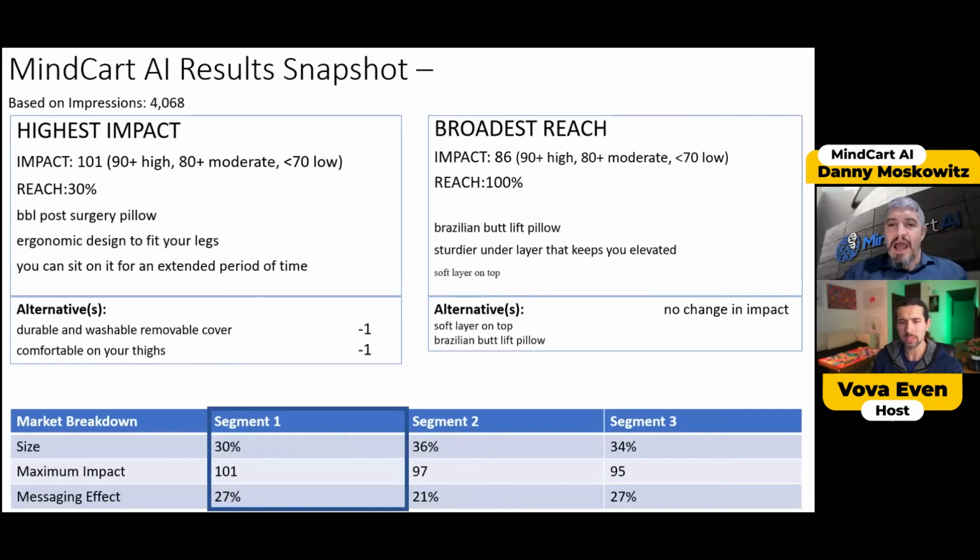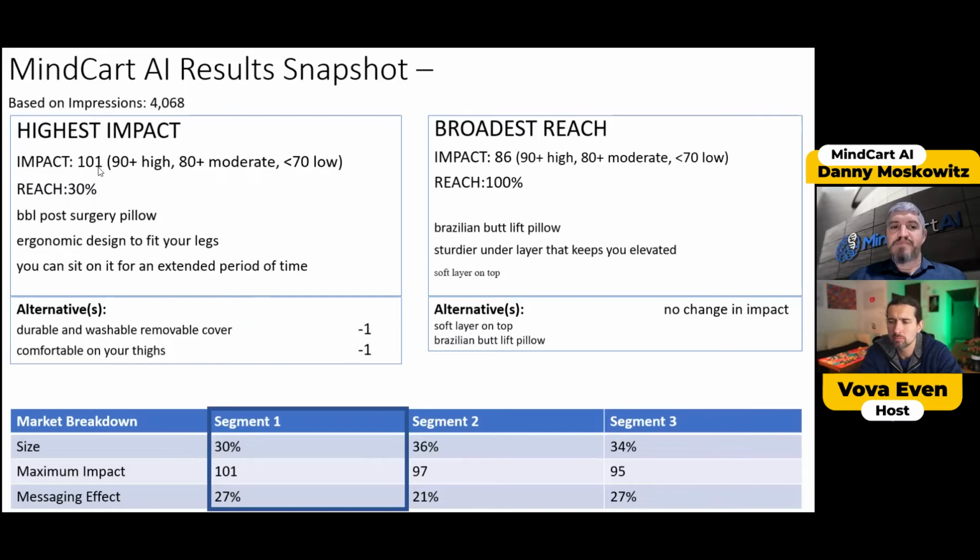All right. And what is on the lower side, Danny? There's market breakdown, segment 1, 2, 3. We have one that's circled, so to say. Yeah, good question. The reason it's called MindCart AI is that it has artificial intelligence in it, and it's learning about the market while the process is going, doing market segmentation. Market segmentation is something all the big brands do, trying to understand who they should target and how they should target them.